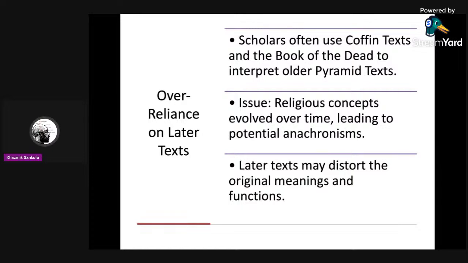So scholars use the Coffin Texts and the Book of the Dead to interpret the pyramid texts. That's good and bad for two reasons. It's good because the argument that the pyramid texts are only for the king falls apart when we recognize that the same texts can be found in the Coffin Texts, which were for the common people, and then the Pert em Heru, which was for everybody. We can find the same texts being used, which is telling us that this was a cultural phenomenon, that everybody had access to the divine life, right?